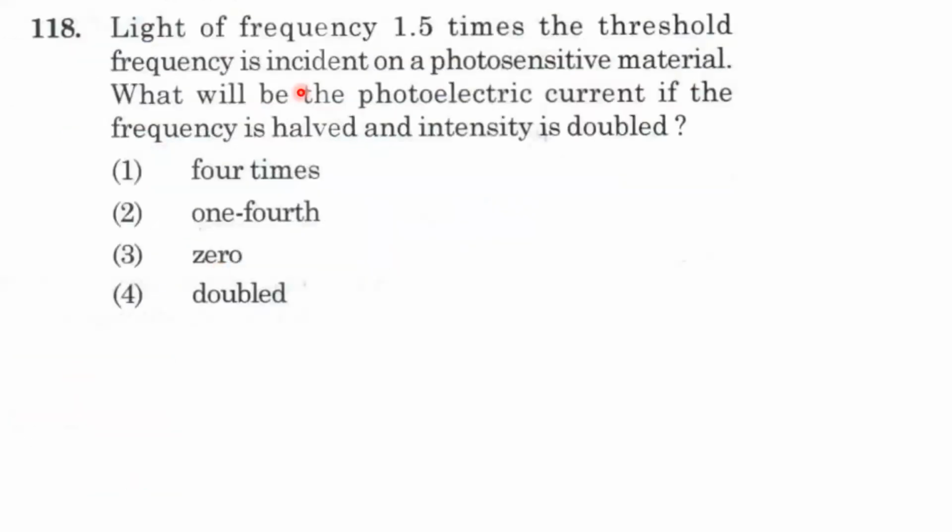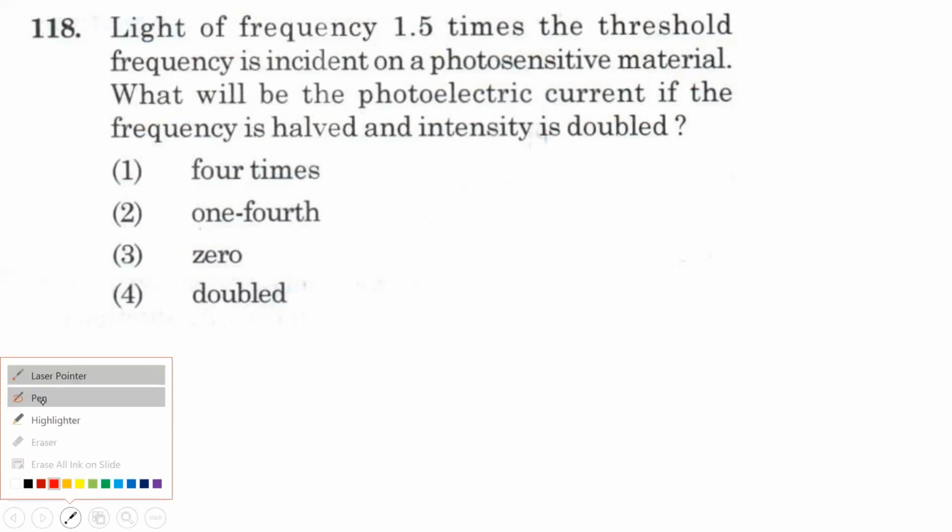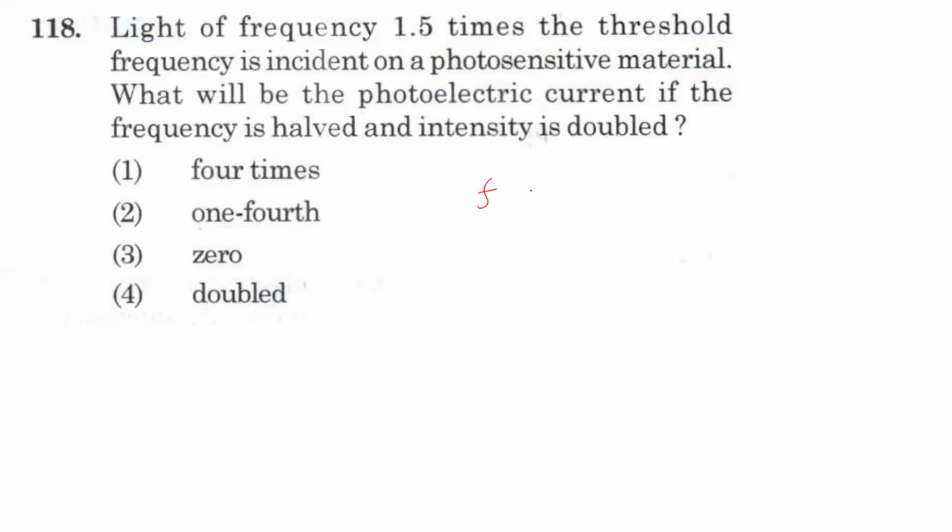118th question. Light of frequency 1.5 times the threshold frequency is incident on a photosensitive material. What will be the photoelectric current if the frequency is halved and the intensity is doubled? Whatever the intensity, if the frequency of the incident radiation is greater than or equal to the threshold frequency, then only photoelectric current will be there. Here, the initial frequency is 1.5 times the threshold frequency, but finally they are giving half of the 1.5 times f naught.